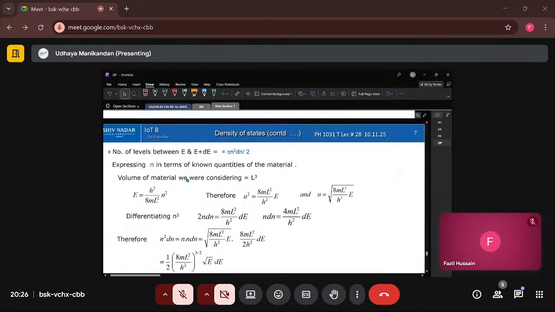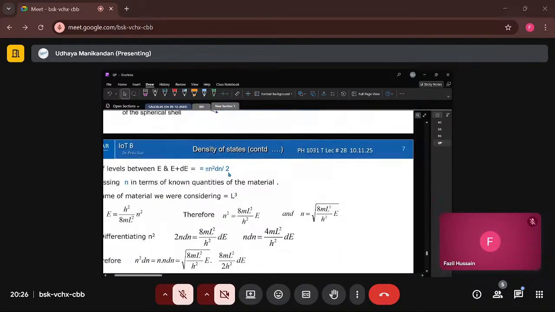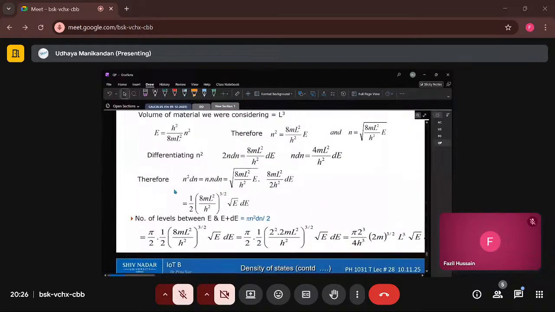Right. So what happens here? Again, in order to find the number of levels between E and E plus dE, you have to find n square dn. That was the formula: pi by 2 into n square dn. But I don't know how to find n square dn. That's why what I did was very simply, I know what is n, I know what is n dn, so I can just multiply it here. That's what they have done. So n square dn is just n into n dn.